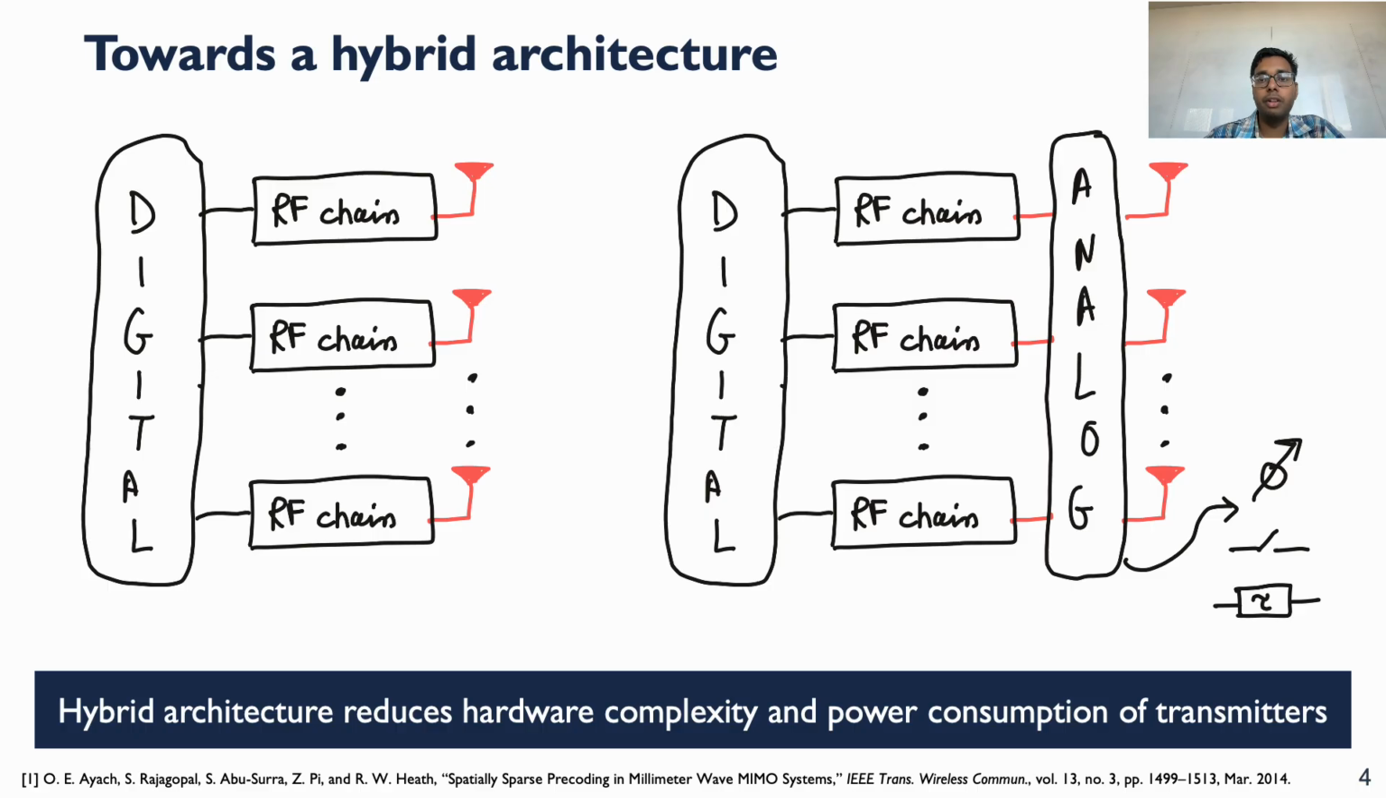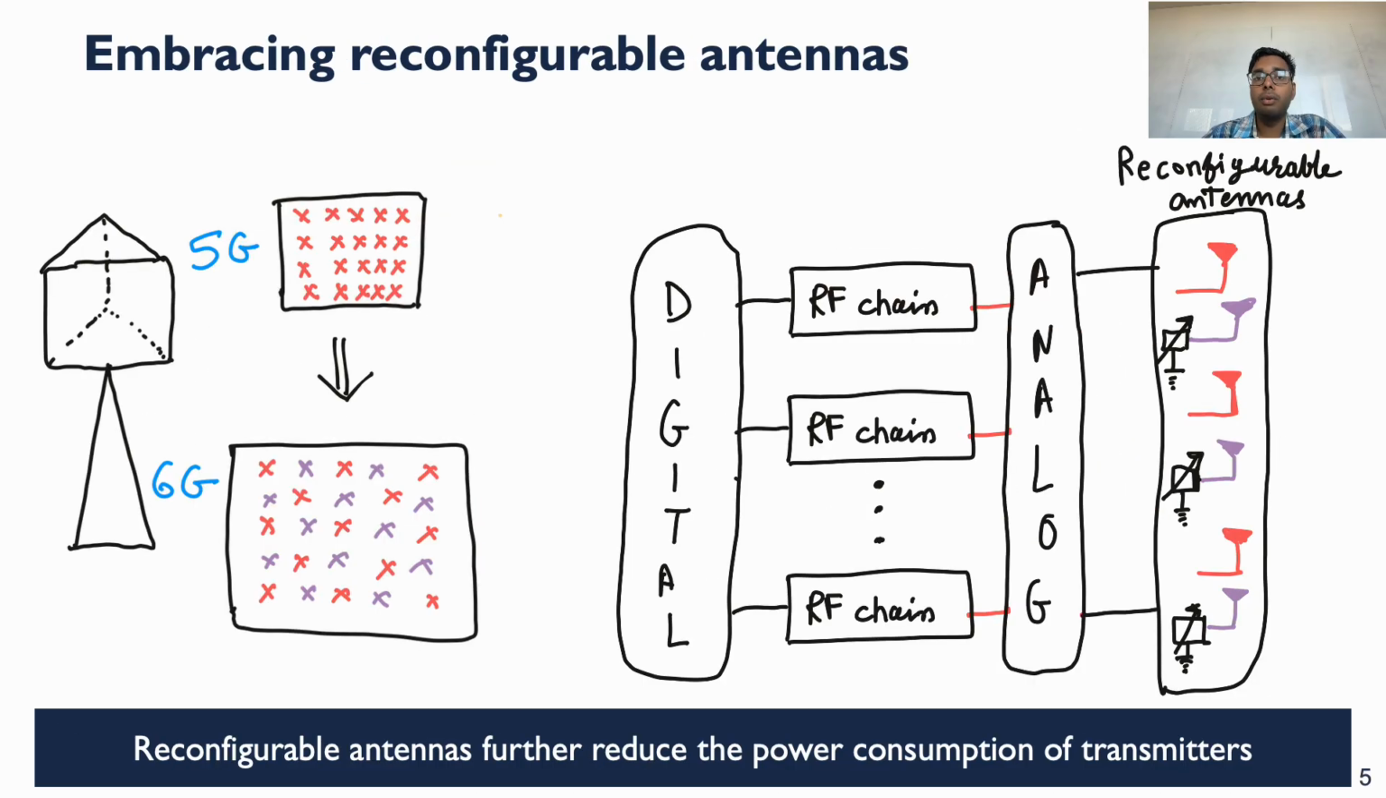One solution adopted in 5G was to introduce an analog block that could be either a phase shifter or a time delay or switch to create a hybrid architecture. This reduced the hardware complexity and power consumption compared to the traditional fully digital architecture. As we now go towards 6G, there is need to further reduce this power consumption.